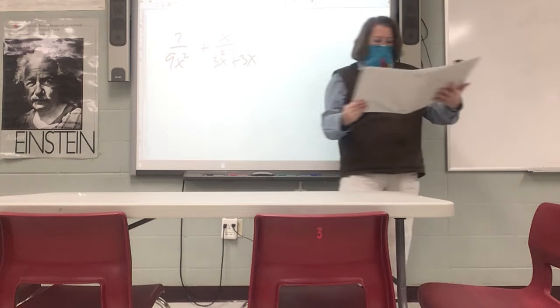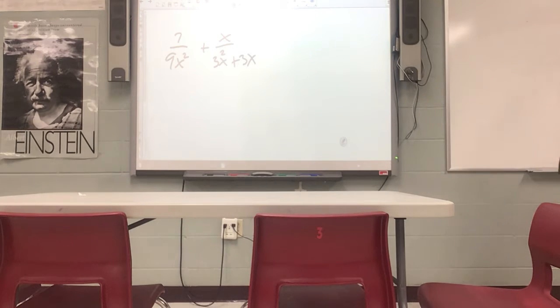Okay, so we have 7 over 9x squared plus x over 3x squared plus 3x. Now the most difficult part, and it's not really going to be that hard, it's just going to be kind of different, is finding the common denominator. Because obviously they're not the same right now, our plan of attack is still going to have to deal with factoring. If something can be factored, we want to do that, because then it's easy to see if one of the denominators needs a part.